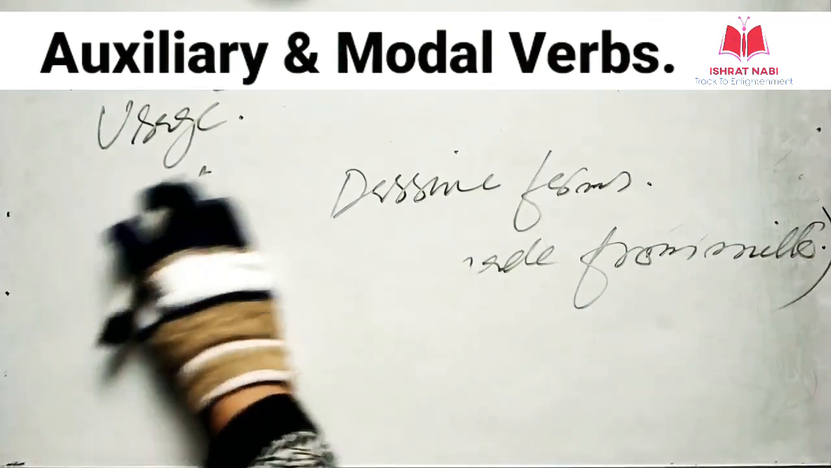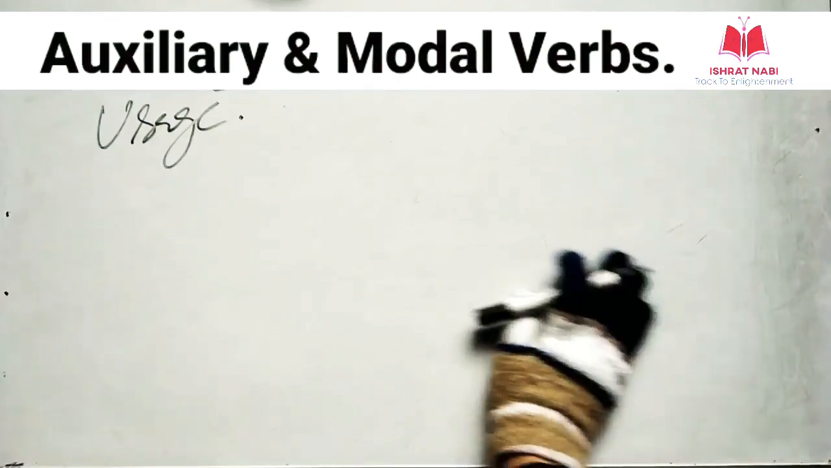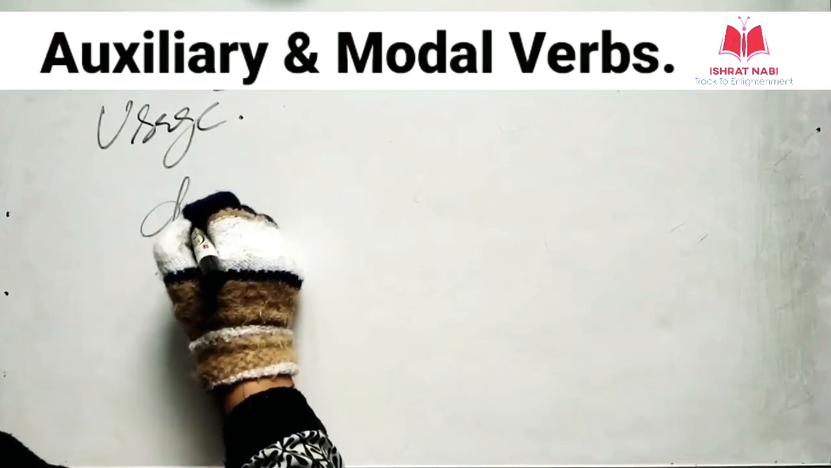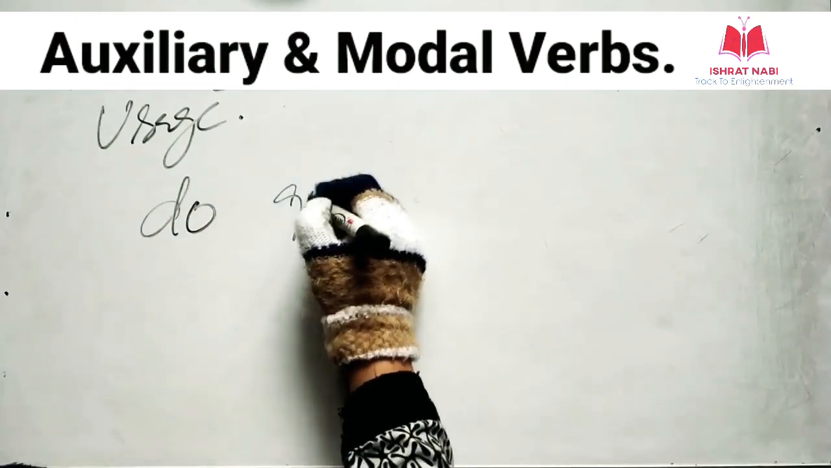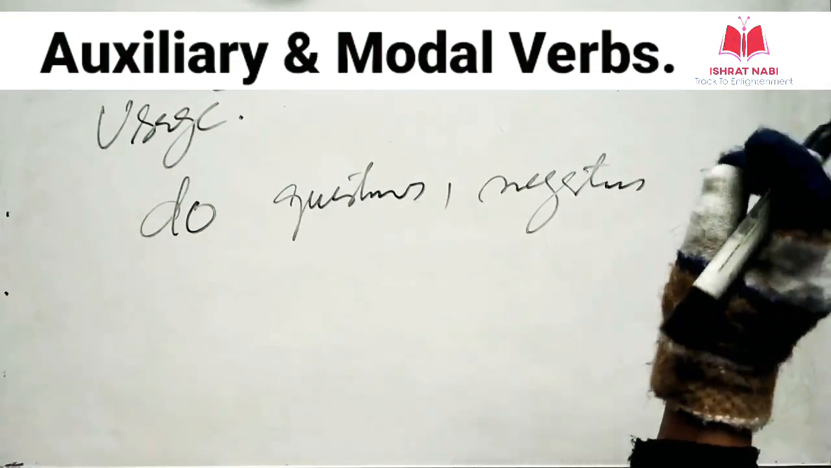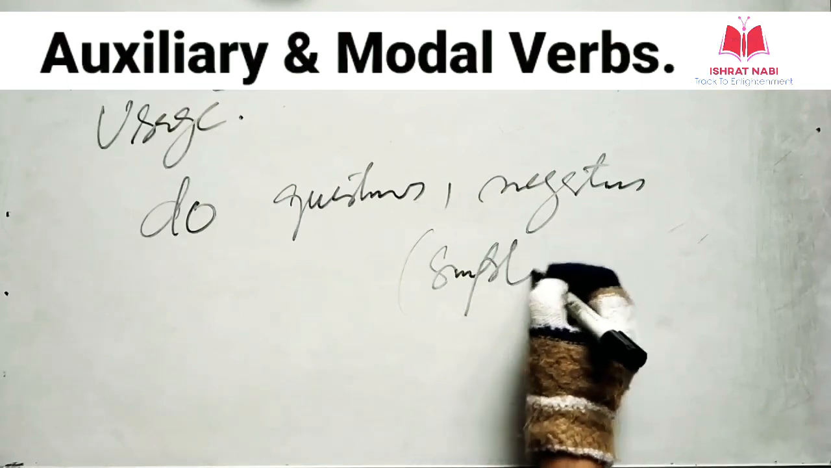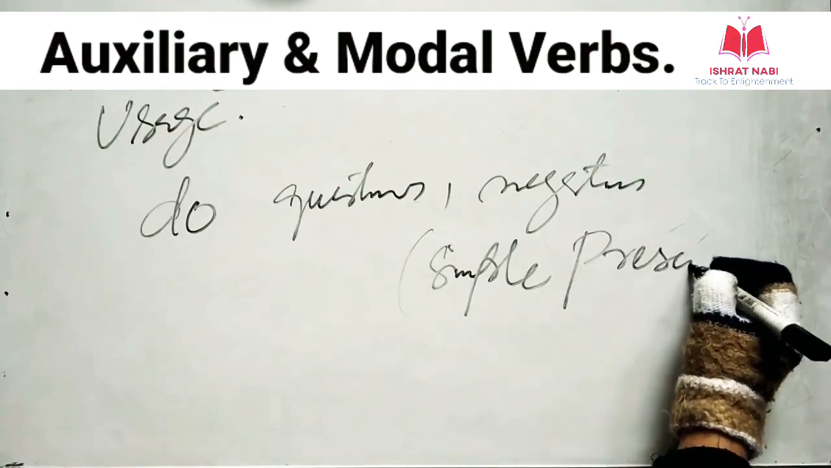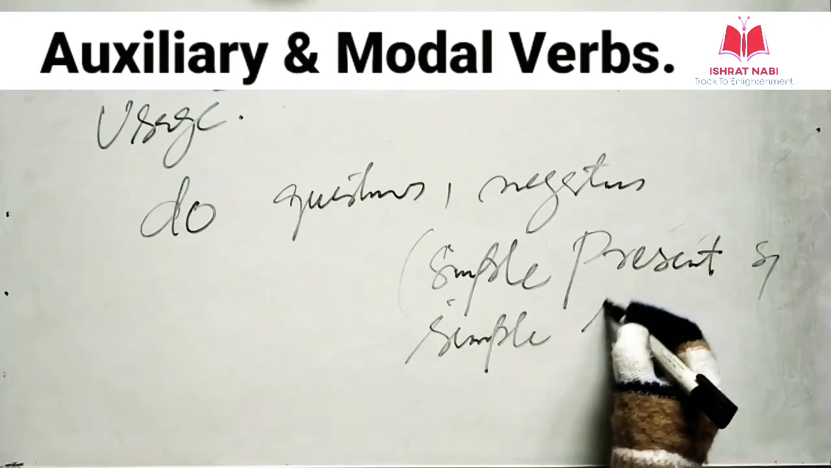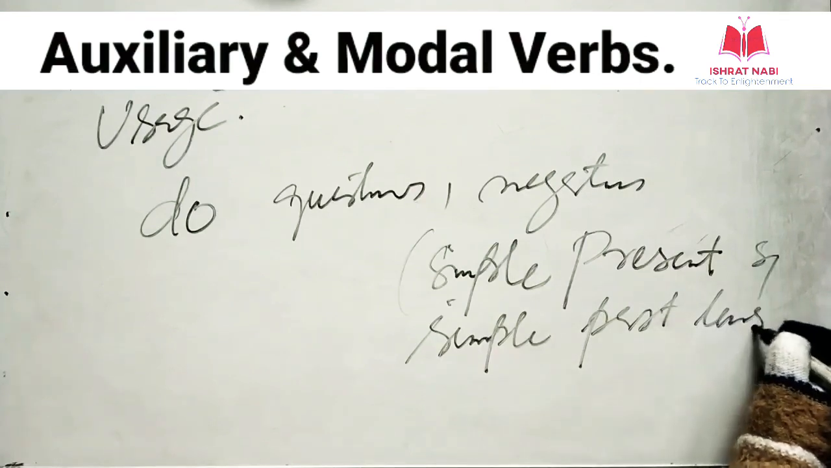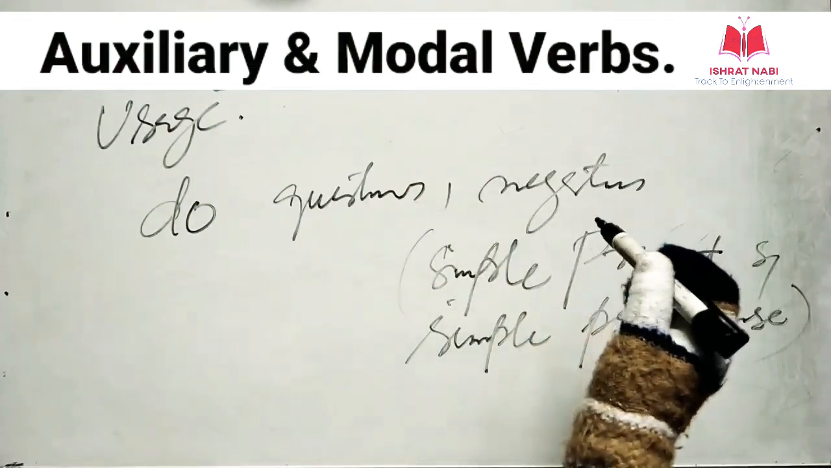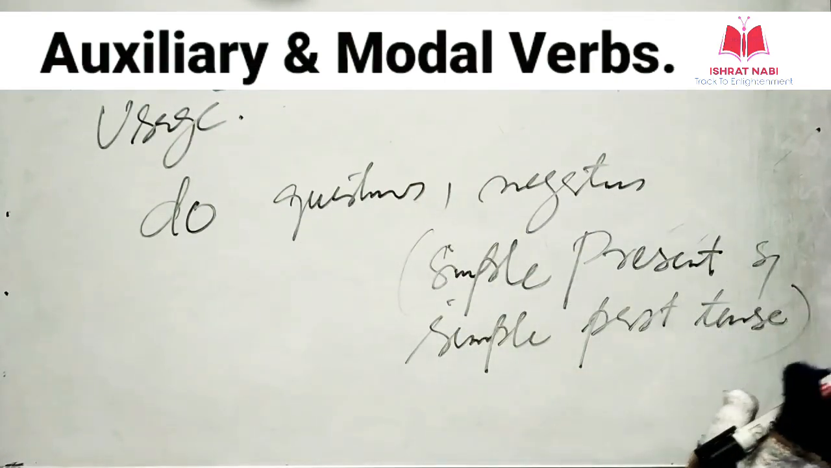The last thing you need to remember regarding the usage of auxiliary verbs is that the auxiliary do is used to form questions and negatives in the simple present and simple past tense. I repeat, the auxiliary do is used to form questions and negatives in simple present and simple past tense.